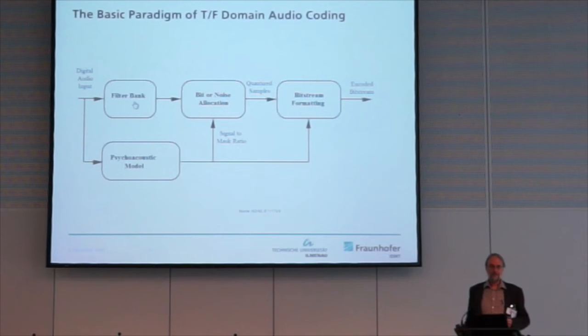Usually equal bandwidth, but even that is not necessary. So people have played with many, many different types of filter banks for these systems over the time. All the newest systems just use modified discrete cosine transform with a large number of filter banks.